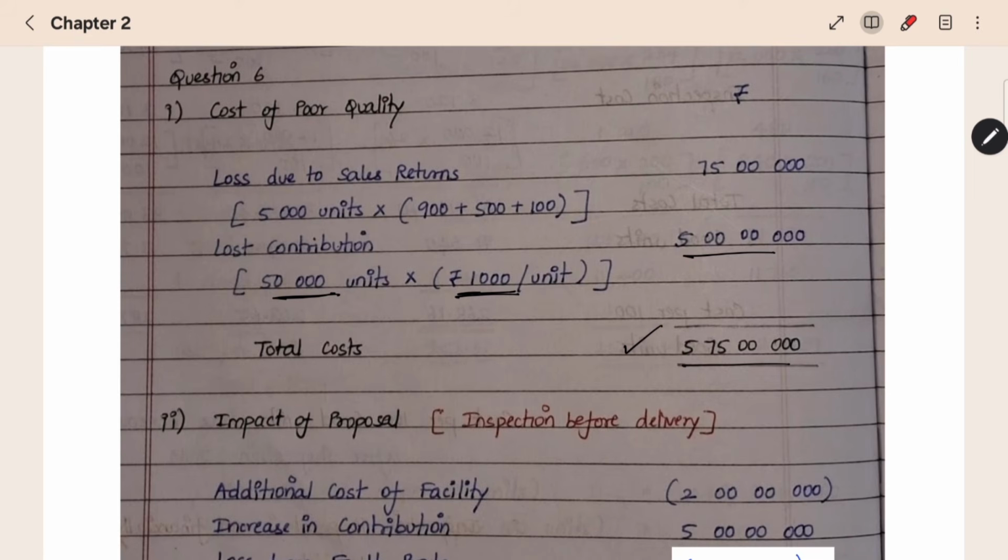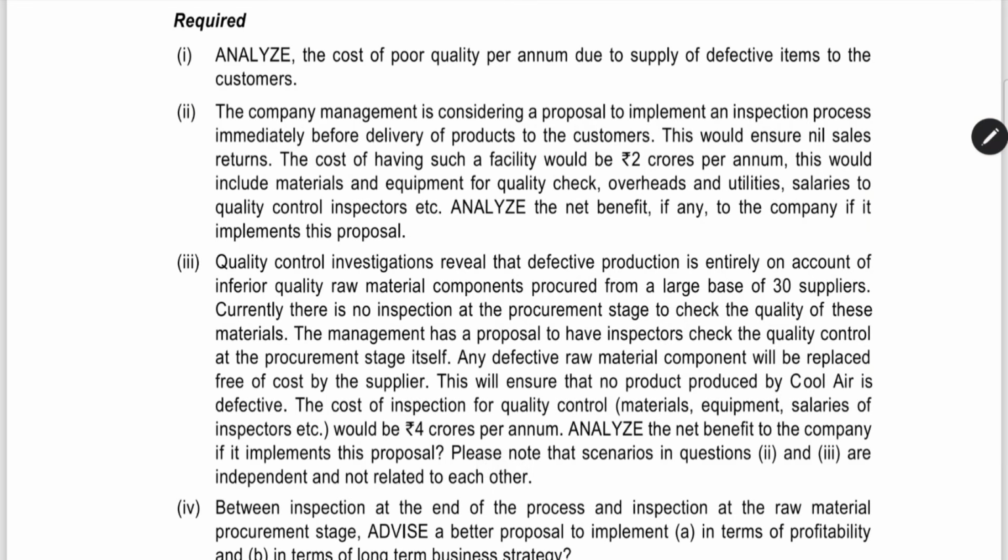Now they have a proposal. We are going to read it in the question. Now, the second part is what we have to read now. The company management is considering a proposal to implement an inspection process immediately before the delivery to the customers. This would ensure nil sales return. Now, by implementing this proposal, what will be there? There will be 0 sales returns. This is what they are giving in the paragraph.